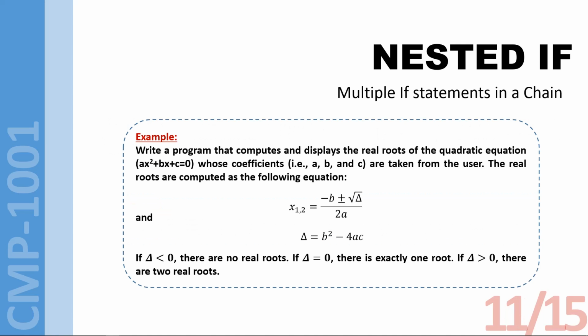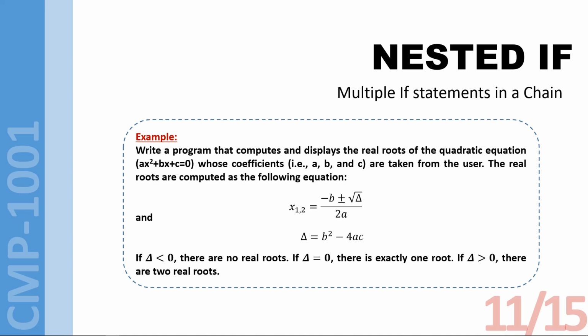Before continuing with the second conditional statement in C++, the switch statement, let us solve one last problem regarding the if statement. This is a bit of a modeling problem. So we have to understand what the problem asks from us and try to see, do we need an if statement, how many of them we have to use, what kind of comparisons do we need in this particular problem. Write a program that computes and displays the real roots of a quadratic equation whose coefficients, a, b, and c, are taken from the user. So a, b, and c will be the inputs of our program.